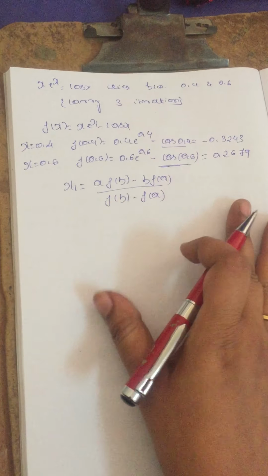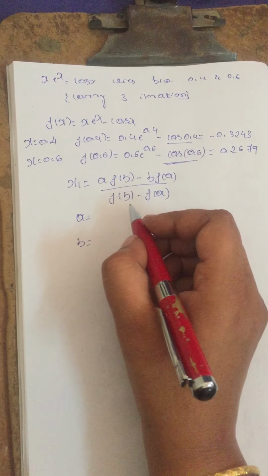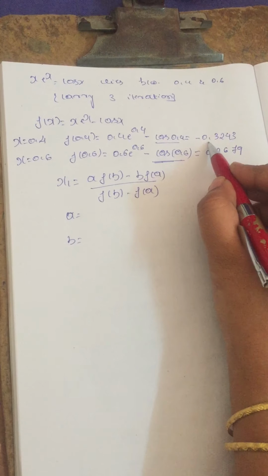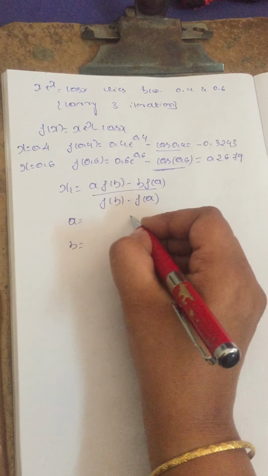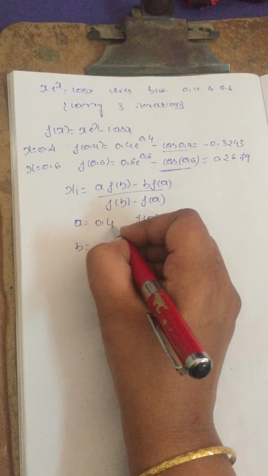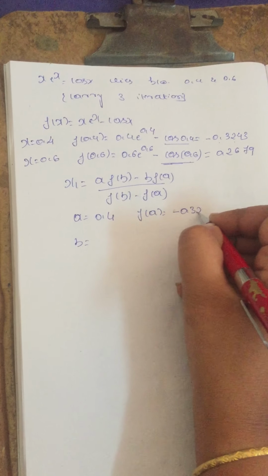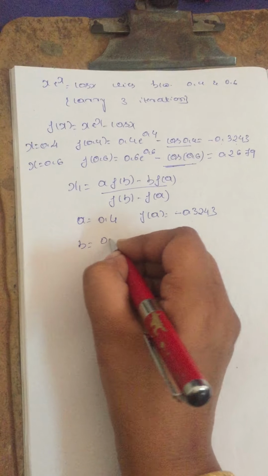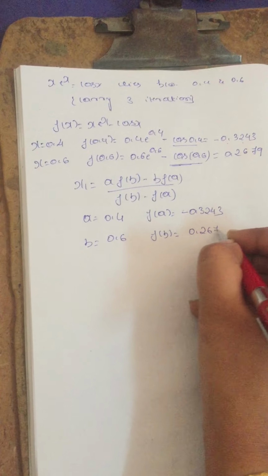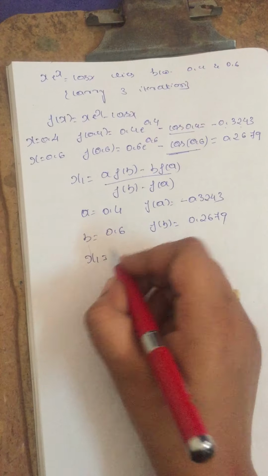So in these two roots we first choose the a and b values. We take any value as the a value, but the corresponding f of a should be negative. Minus 0.3243 is the negative value. Therefore the corresponding x value is 0.4, so that is the a value 0.4, f of a value minus 0.3243, b value 0.6, corresponding f of b value 0.2679. So now substitute all the values in this equation. Here we get the x1 value, simplify.